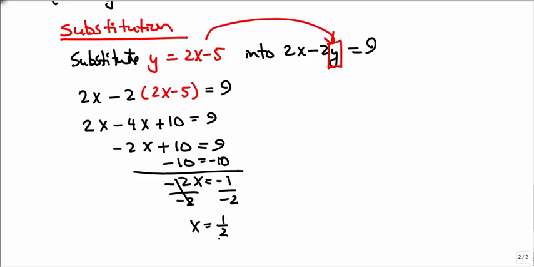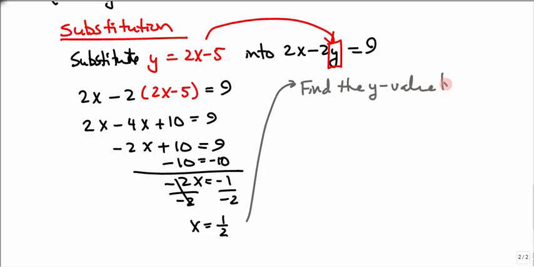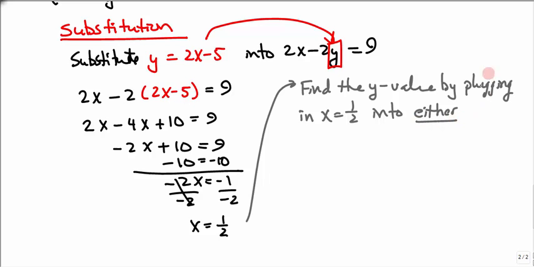Okay, so now I know my x value. How do I find my y value? You find the y value by plugging x equals 1/2 into either equation. I can plug it into either equation. I should get the same answer back. I'm going to just plug it into y equals 2x minus 5 because it's already set up for y equals. So in place of x, I'll put a 1/2.